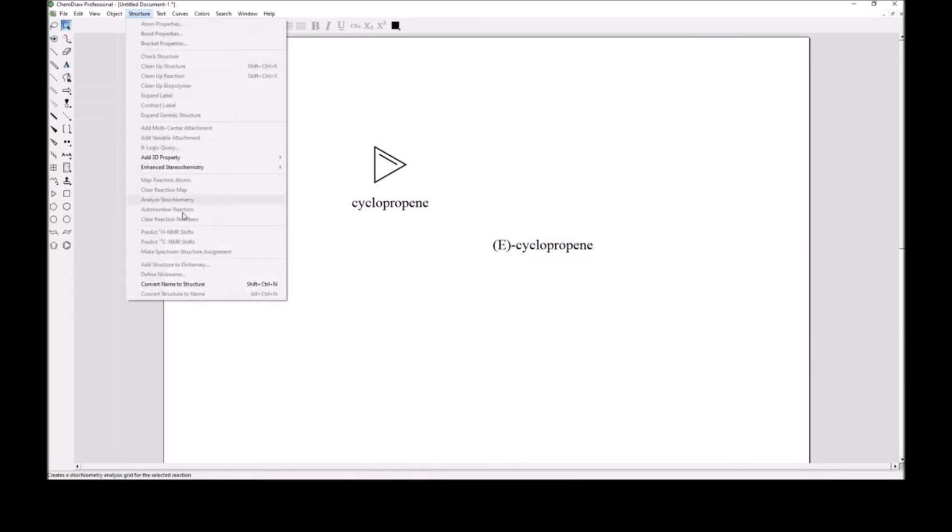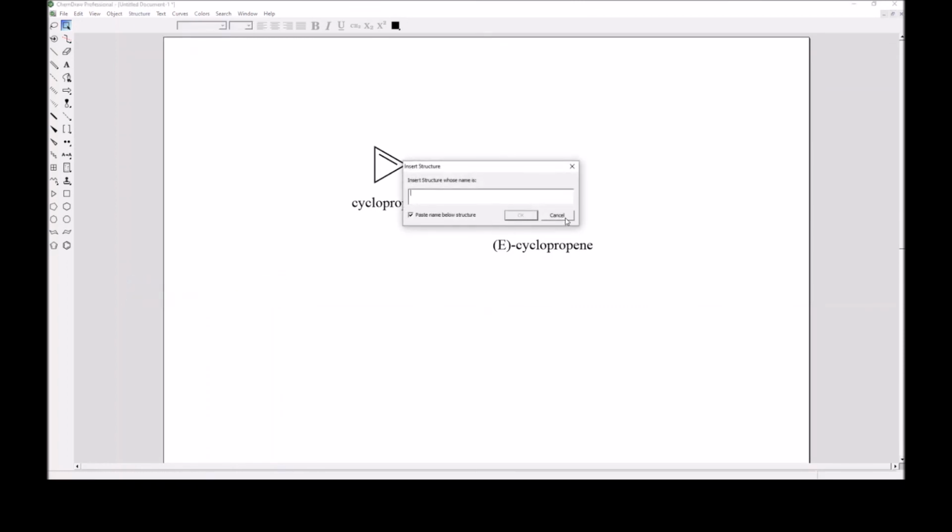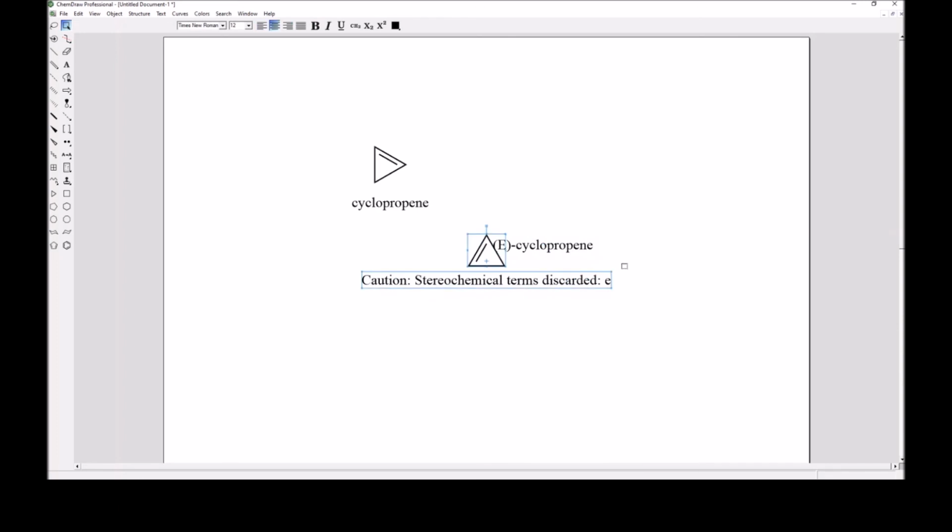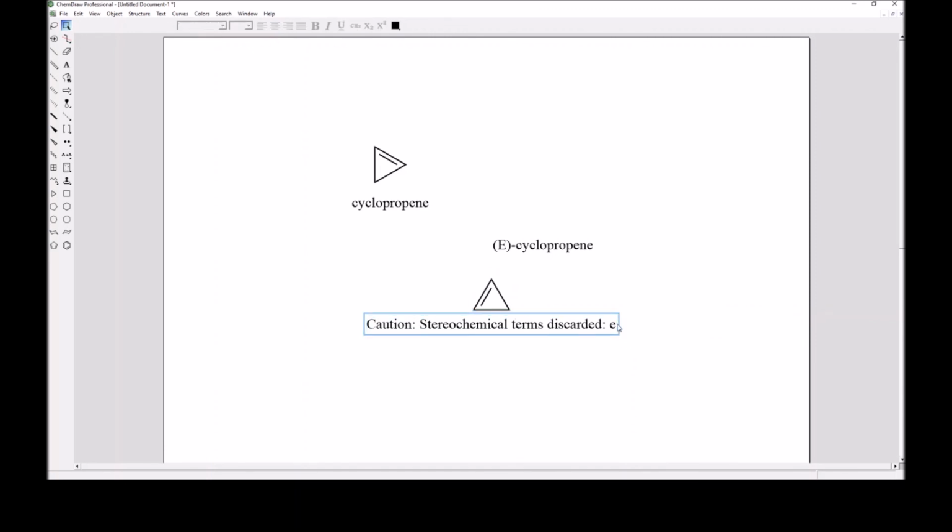So you can convert the name to a structure. Whoops. And you notice what they said right here. They're like, stereochemical term discarded, E. In other words, take your E and go away. That's what ChemDraw is telling me right now: that we're going to go ahead and build this in the Z configuration, and your E is meaningless to us.